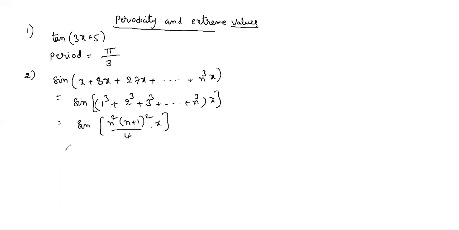So the period of sin kx is 2 pi by mod k. So 2 pi by k, where k is n square into n plus 1 whole square by 4. So 2 into 4 is 8 pi by n square into n plus 1 whole square.